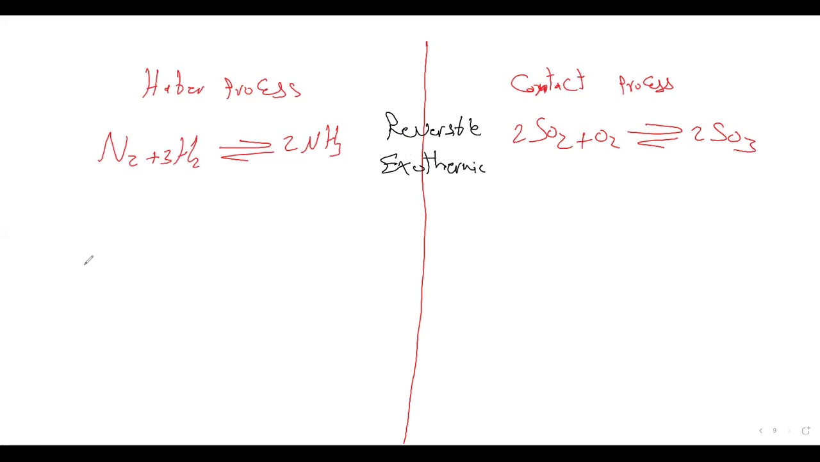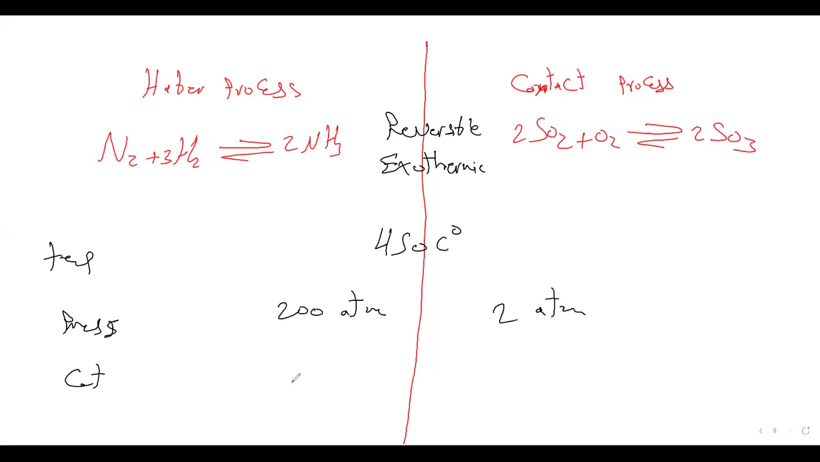The conditions for the reactions: temperature, pressure, and catalyst. Temperature 450 degrees Celsius. Pressure 200 atmospheric pressure and 2. Catalyst iron and vanadium pentoxide.